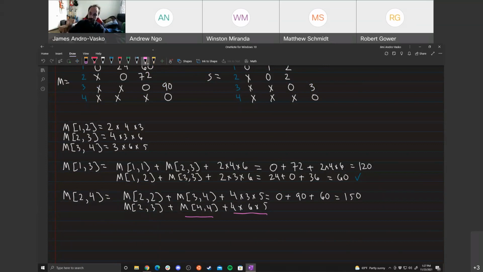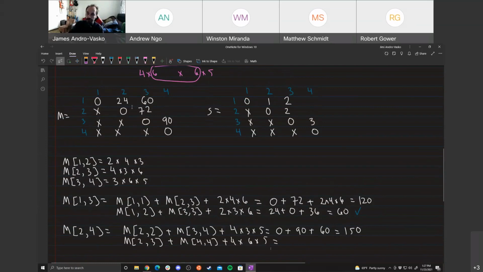Let's go ahead and compute this one. So in this example, M2,3 is going to be 72. M4,4 is 0. And then plus, let's see, you have 4 times 6 times 5. So let's take a look. 4 times 5 is going to be 20. It's 120.